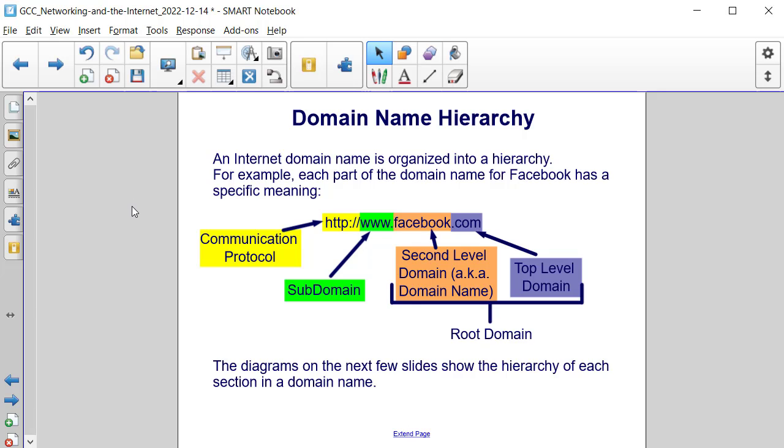An internet domain name is organized into a hierarchy. For example, each part of the domain name for Facebook has a specific meaning. The first part, HTTP://, is the communication protocol. The www is the subdomain. The second level, or domain name, is Facebook, and then the top domain level is .com. And both the second level and the top level in the domain name are the root domain. The diagrams on the next few slides show the hierarchy of each section in a domain name.